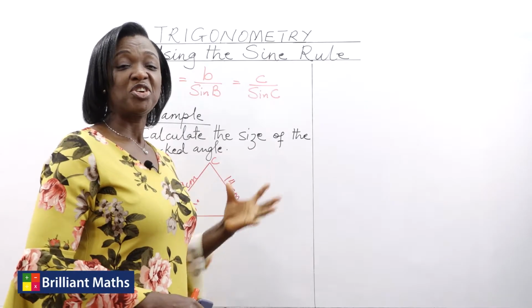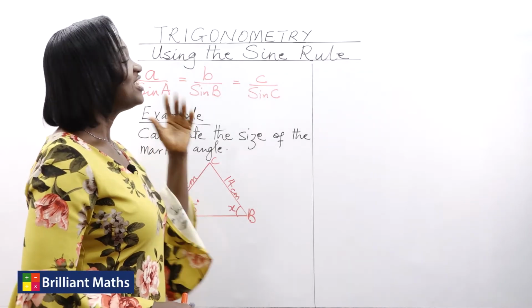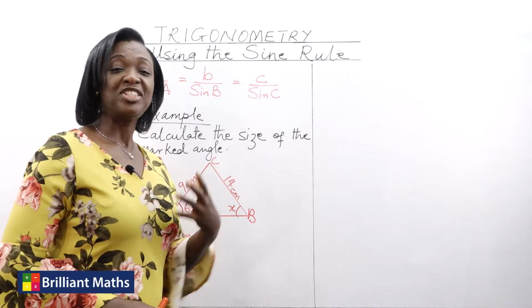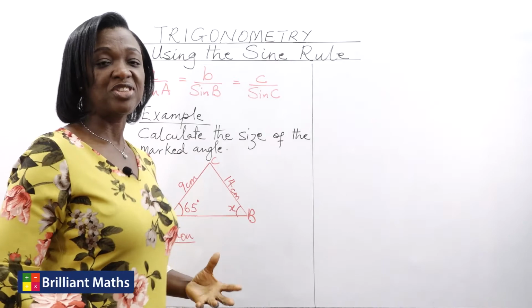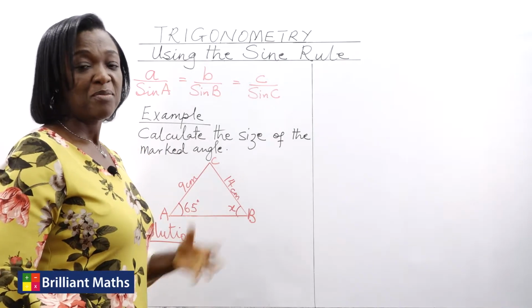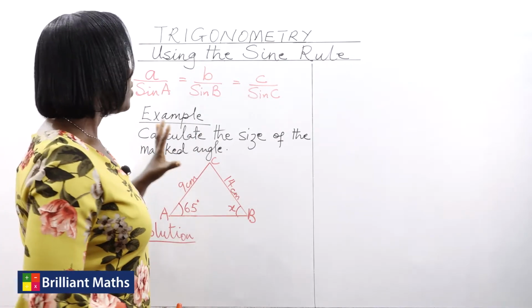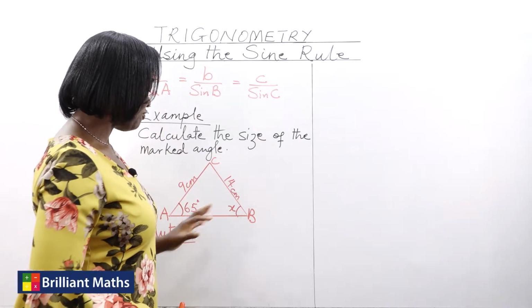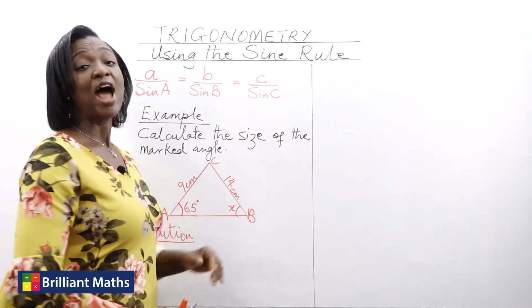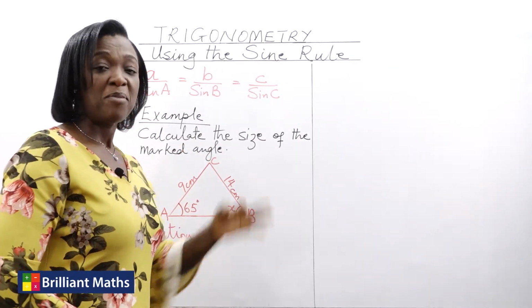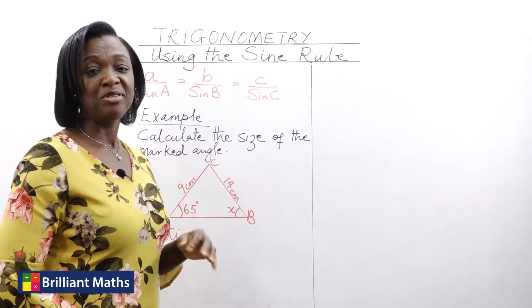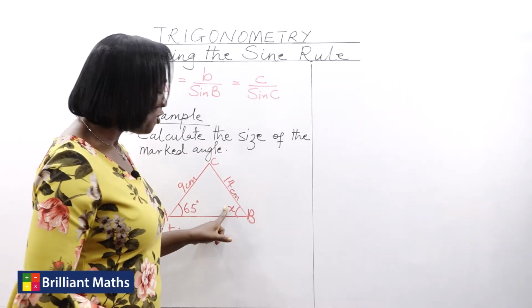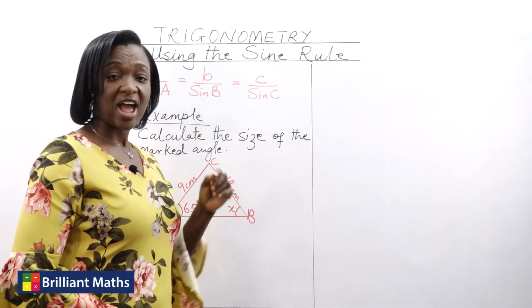Today we are looking at trigonometry using the sine rule. We are actually continuing our lesson on trigonometry using the sine rule, because during the last lesson we learned how to use the sine rule to find the length of an unknown side. But today we want to use the sine rule to find the value of an unknown angle.